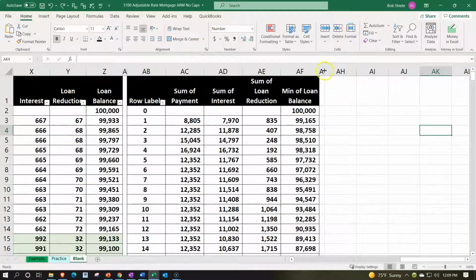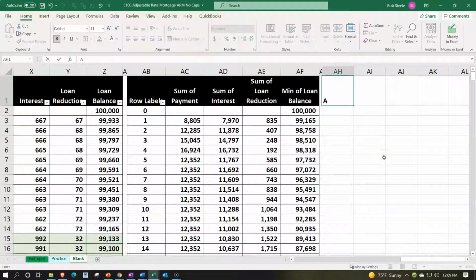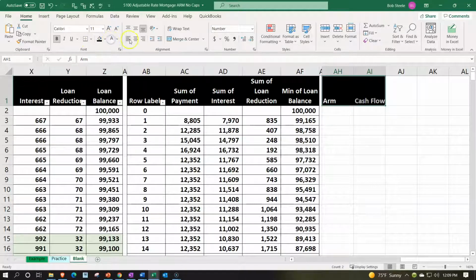I made this cell a little bit shorter here. And then let's call this an ARM. This is going to be the ARM, and this is going to be the cash flow. So let's get our cash flow going here. The cash needs to be flowing. Font group, we're going to make it black and white. Let's wrap the text and center it.